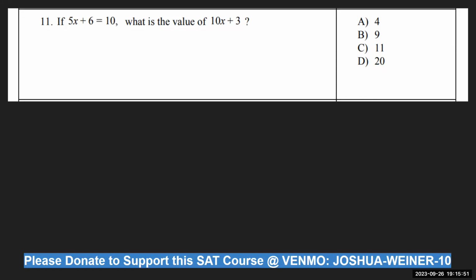Since x would be 4 over 5, I wrote down 10x plus 3 and substituted x for 4 over 5 and just multiplied 10 times 4 over 5. I got 8. Then I added the 3 and got 11. All right, very good. All right, thank you.